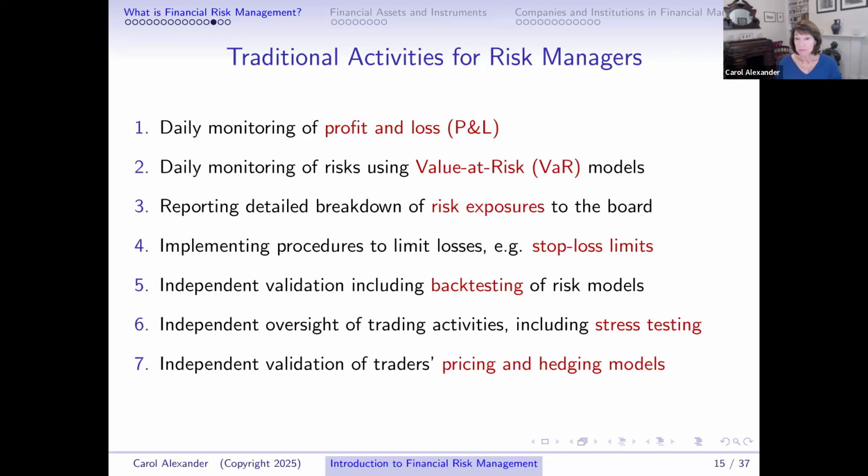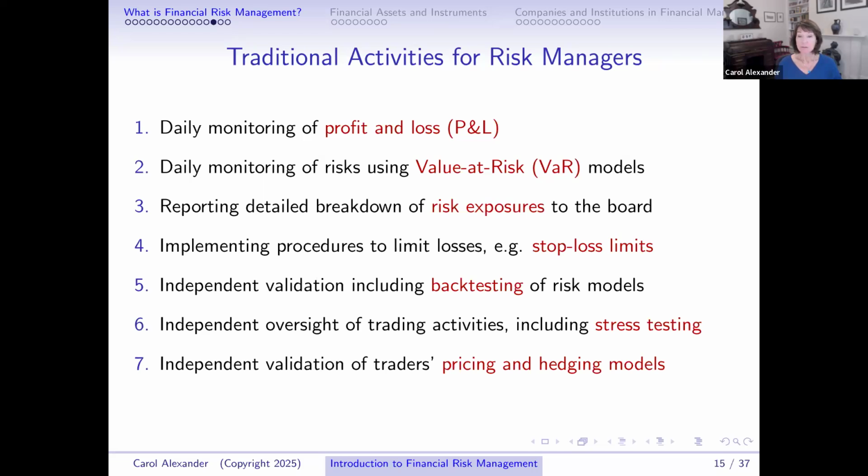Daily monitoring of risks usually involves calculating something called value at risk, or VAR, and we'll be going into details about the different type of models that you can use to calculate value at risk in topics 3 and 4. And then 5, 6, and 7 look at particular types of portfolios, and we apply value at risk to those. Reporting to the board.